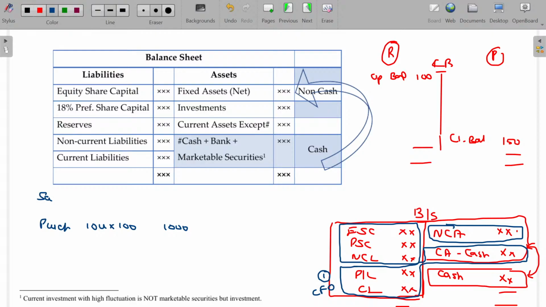And sale: 8 units at the rate of rupees 110 or 120. How much is that? 960. And sales being in the form of debtors, purchases being in the form of creditors. Otherwise, purchases may be in the form of cash.